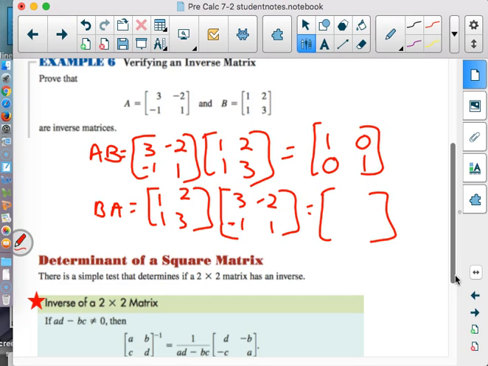So we're going to do the multiplication again, and this would give us 3 and -2, which is 1, -2 and 2, which is 0, 3, -3, 0, -2 and 3, 1. Is B an inverse matrix of A? Yes.